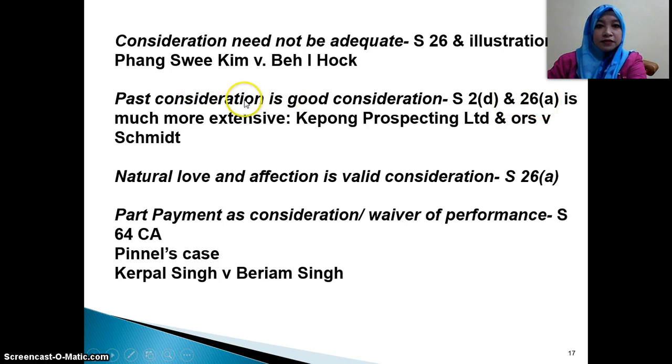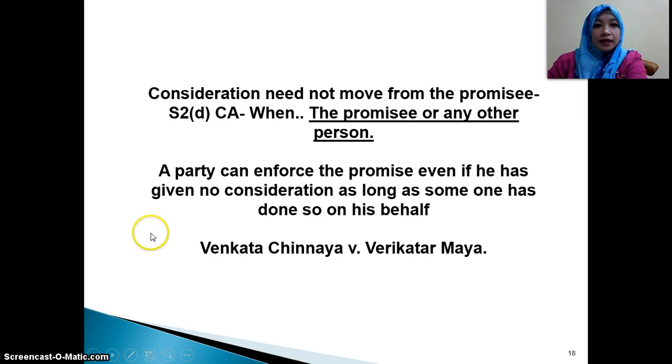On past consideration, it is a good consideration. Natural love and affection is valid consideration. Section 26(a). Part payment as consideration, waiver of performance: Section 64 Contract Act. Please also refer to section 2(d) Contract Act. The promisee, or any other person.